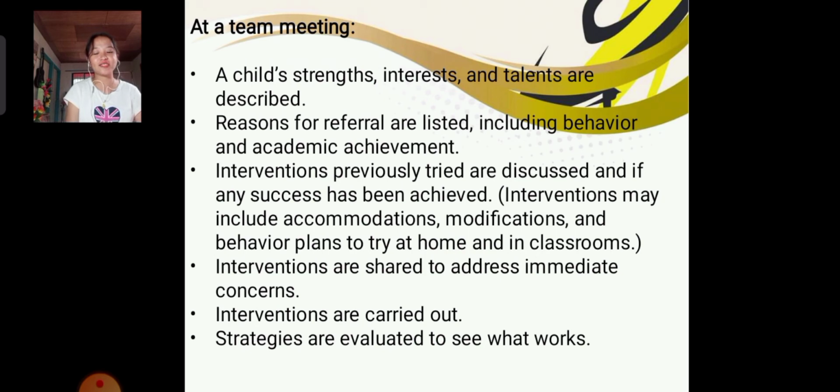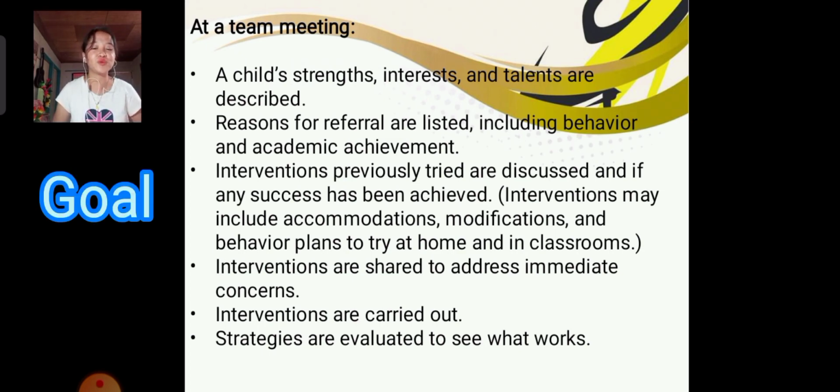So in the pre-referral process, we have benefits. The benefits we can get are that it provides a forum for teachers and other team members, including parents, to discuss how to meet students' needs. And it also empowers general education teachers with a variety of strategies to better serve diverse learners. So if we have benefits, we also have goals. The goal of the pre-referral process is to help teachers find effective teaching strategies for use with students who exhibit academic or behavioral difficulties.